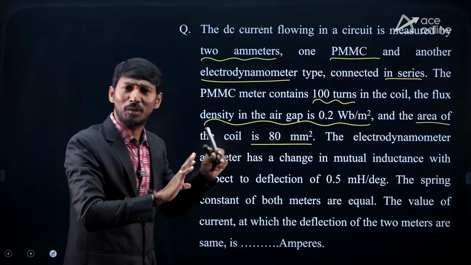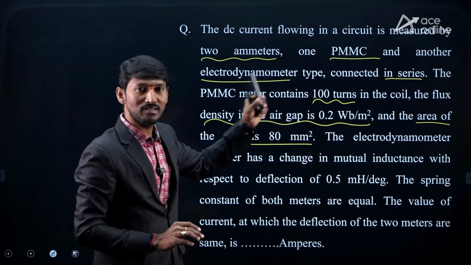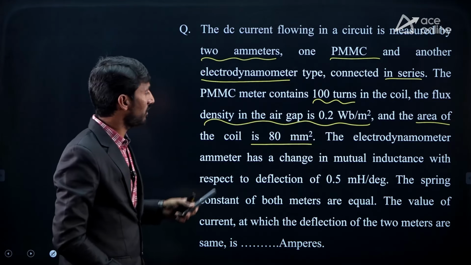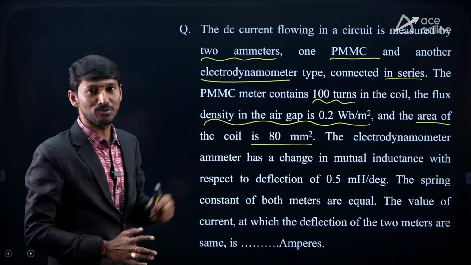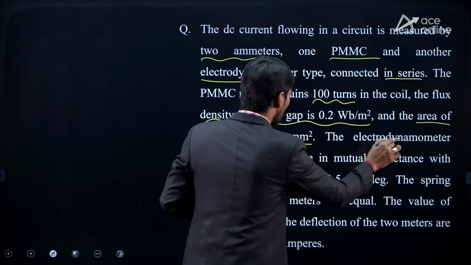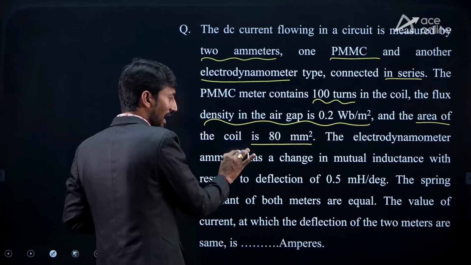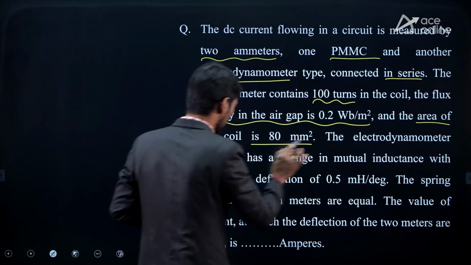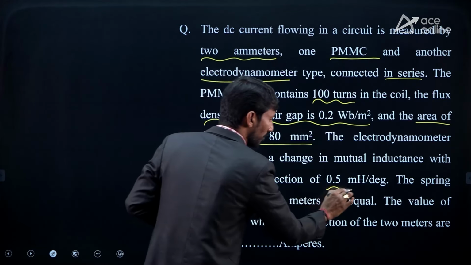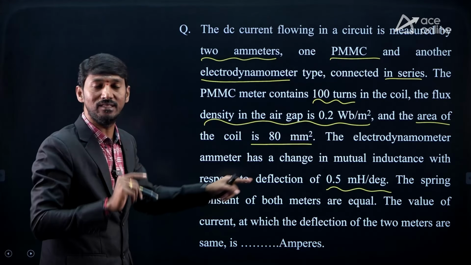In the PMMC, complete data is given. Number of turns are given. Flux density is given, and then area of cross section is also given. Okay. The electrodynamometer has a change in mutual inductance with respect to deflection, nothing but dM by d theta is given.